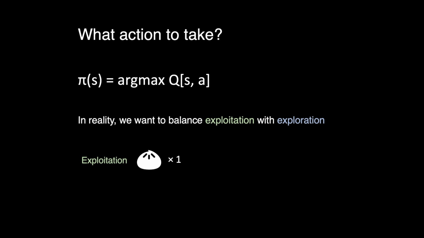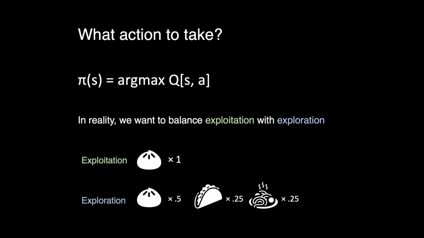So in reinforcement learning, the agent sometimes deviates from the current best action and tries different actions randomly just to see if there is something better out there. So it might do something like this: 50% of the time try the favorite dish, but the other 50% of the time try something else.